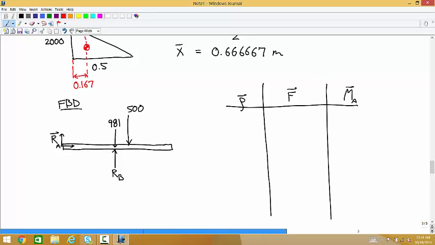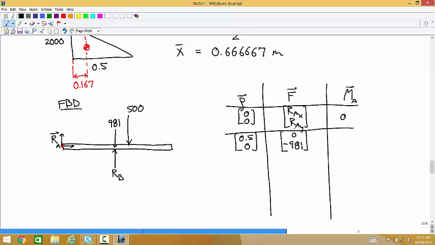All right, well, if the about point is here, what's the row vector for RA? The position is 0. Forces are RAX, RAY. The moment is 0. What's the row vector for the weight? Yeah, positive 0.5, 0. And the force is 0, negative 981. So the moment is negative 490.5.